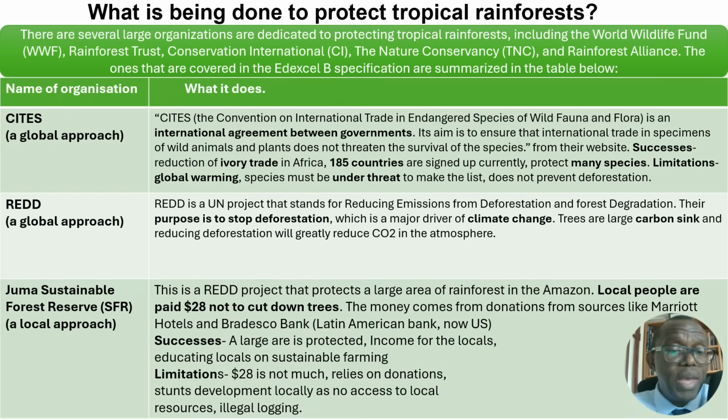The limitations, one of them is global warming. Like we've said, global warming is actually affecting biodiversity across the world, and therefore that's a limitation, or an impediment, or hindrance rather, if you like, that they have faced. Then we have the second limitation here, and that is that a species must be under threat to make the list. That means that there are some species that are not under threat that cannot be protected by CITES. So that is problematic.